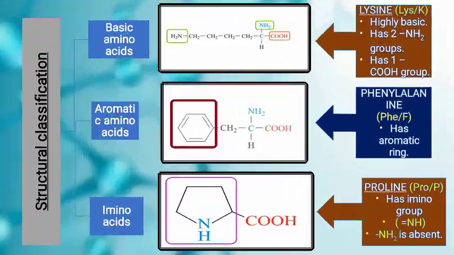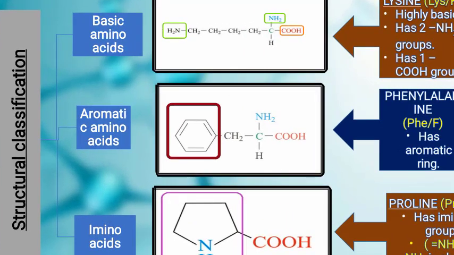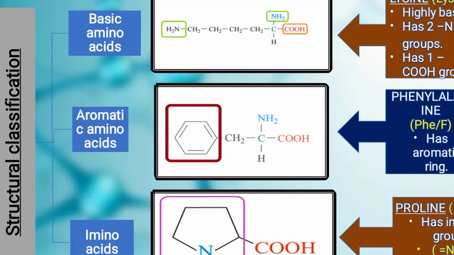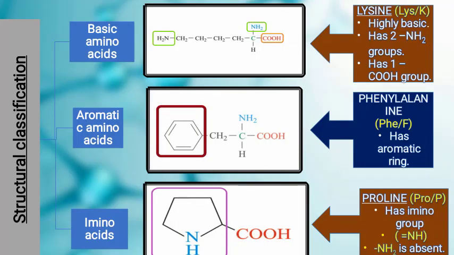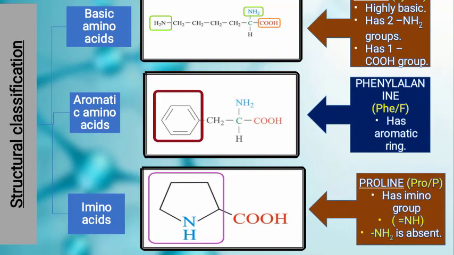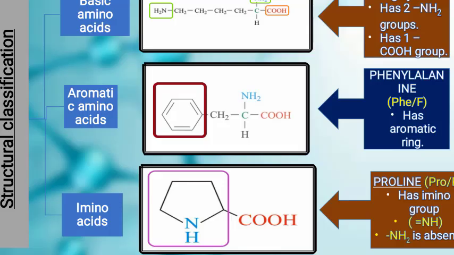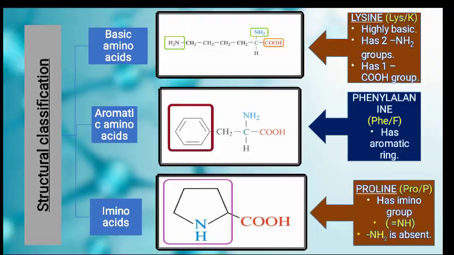Moving on, we see the basic amino acid, example being lysine. The two amino groups are clear in the green color, and the carboxylic group is present on the right side. The aromatic amino acid, the benzene ring, is clear on the left side, and the example is of phenylalanine. Now the last here is imino acid. It includes only one member, the proline, and you can see here that instead of NH2 we have NH, the imino group present.